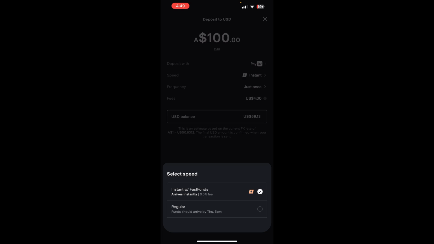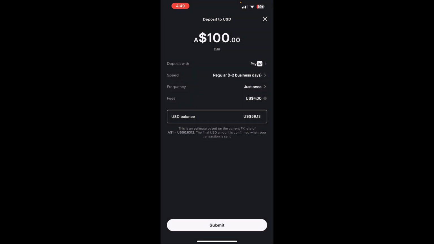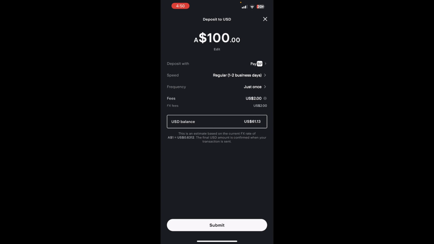Speed, instead of instant which charges fees, I would just press regular. Now this will take a little bit longer to enter your account, but again, you'll be paying a lot less. And these small amounts of money really add up.